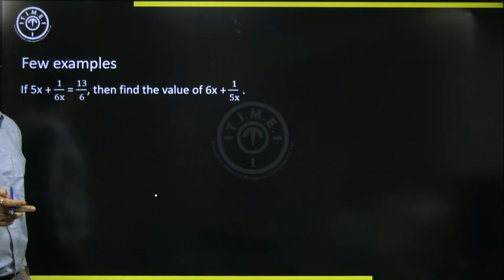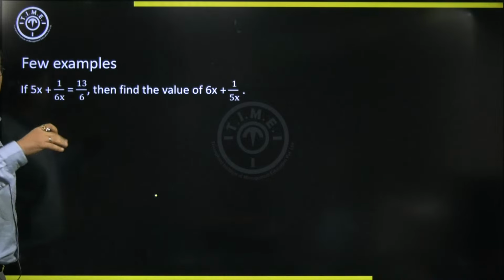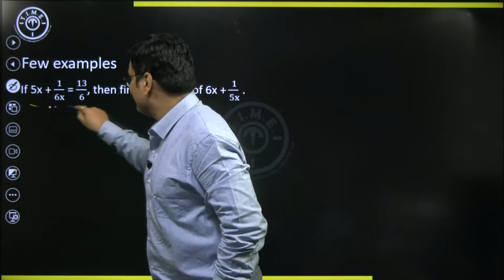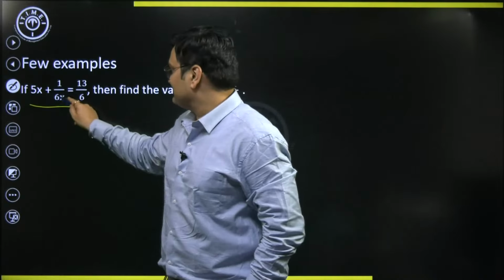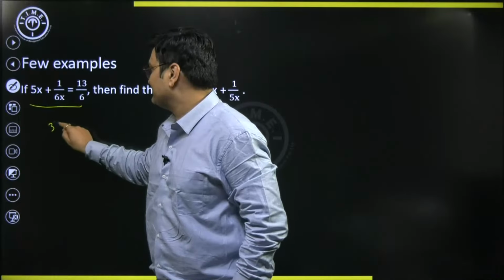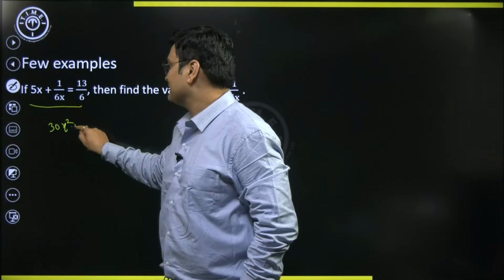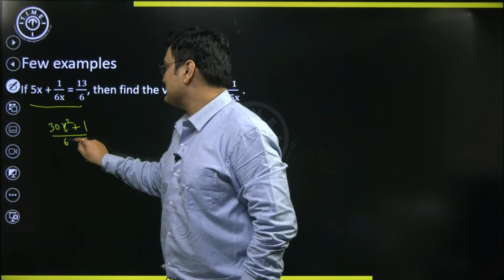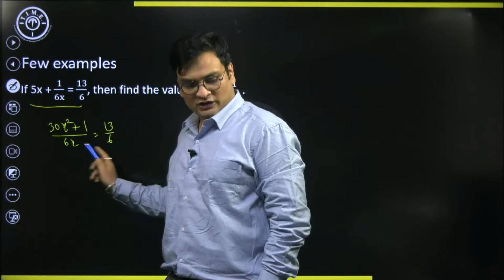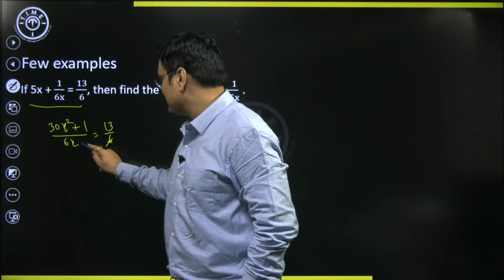Remember in the previous slides, I was talking about the traditional approach versus some innovative approaches. Now look at this question. Of course, this looks like a quadratic equation question. By simplifying this, taking the LCM, when you simplify 6x into 5x, 30x square plus 1 will be equal to 13 by 6. On both sides, I can simplify by cancelling out 6.